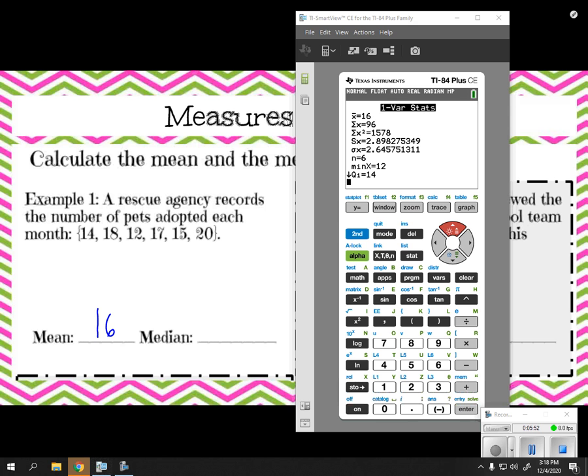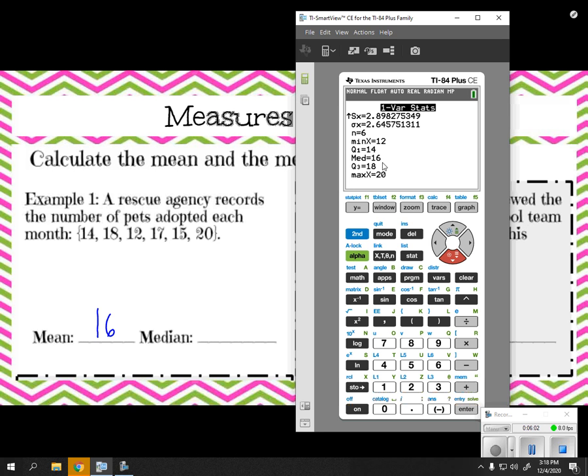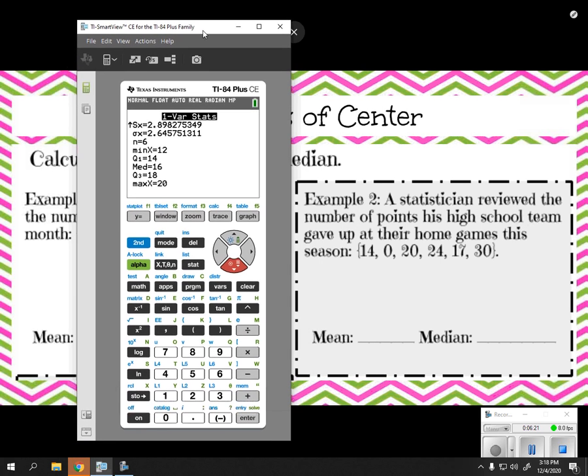All right. The median, you have to scroll down just a little bit, and they do spell this one out. There's not a special symbol. You see this MED. MED stands for median, and it happens to be the same as the mean. So both the mean and the median are 16. That means that our data is in that nice little bell curve that we were looking at on that first slide.